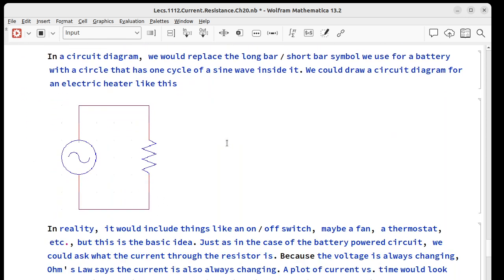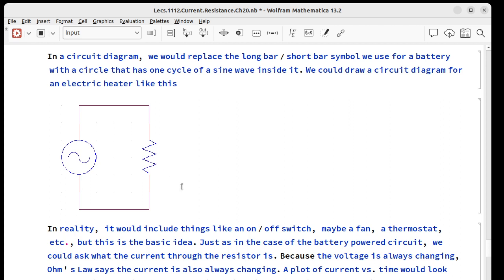This AC source, instead of looking like the long bar and short bar, looks like a sine wave inside a circle. So this is a resistor plugged into the wall outlet. This is what a toaster looks like, basically something that would heat water. Any simple device that's just made to produce heat from the wall outlet would look pretty much like this. Now, of course, in reality, it might have an on-off switch, a fan, a thermostat, but this is the main idea.